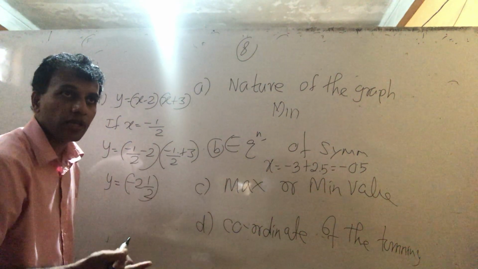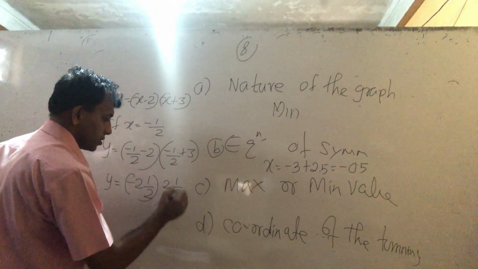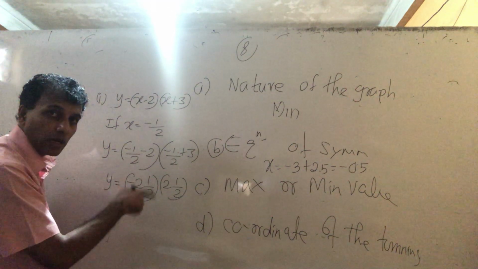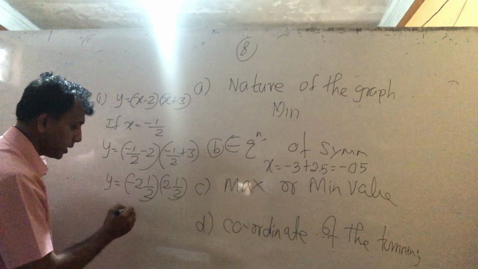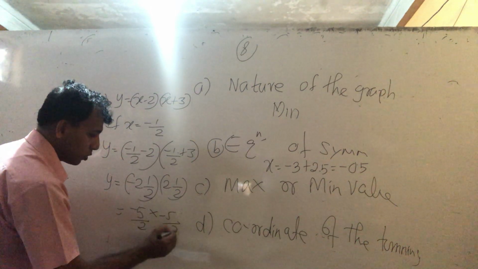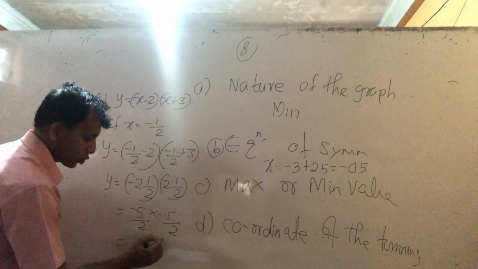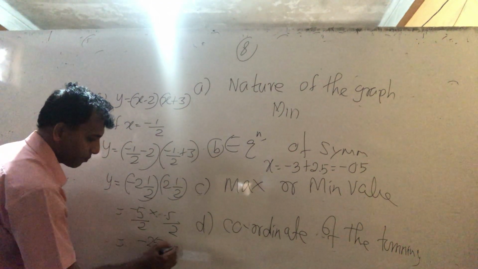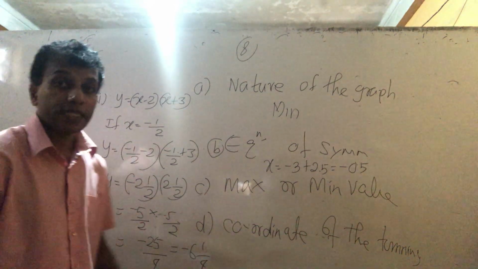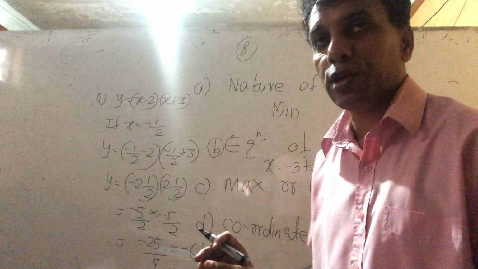Minus half plus 3, minus half plus 3, plus 2 and half. Both multiplication. Yes, you know the mixed fraction improperly. Minus 5 over 2, minus 5 over 2, sorry, plus 5 over 2. So what is that? Minus 25 over 4. That is 6 quarter. Minus 6 quarter is the minimum value.